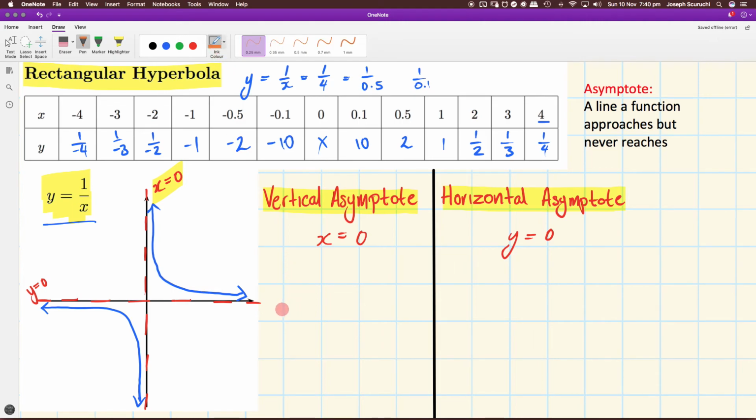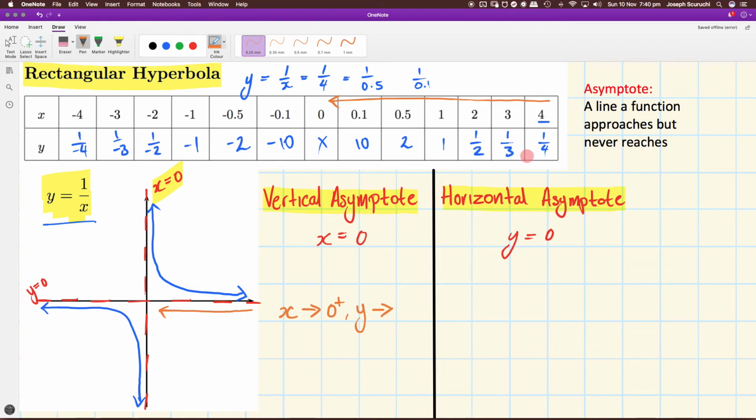I want to know what happens when x approaches 0 from my positive direction. What's going to happen to y? What will y approach? Let me say that another way. As x approaches 0, so that's there in the table of values, what's going to happen to my y value?